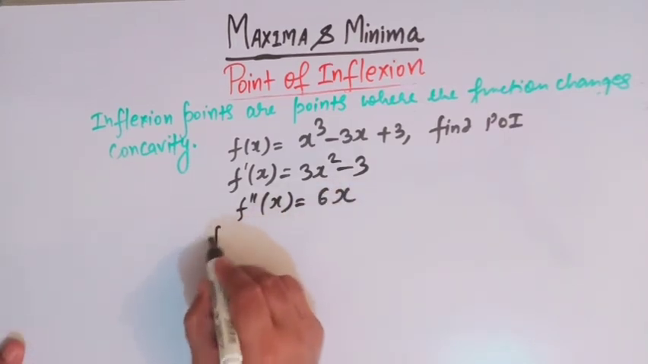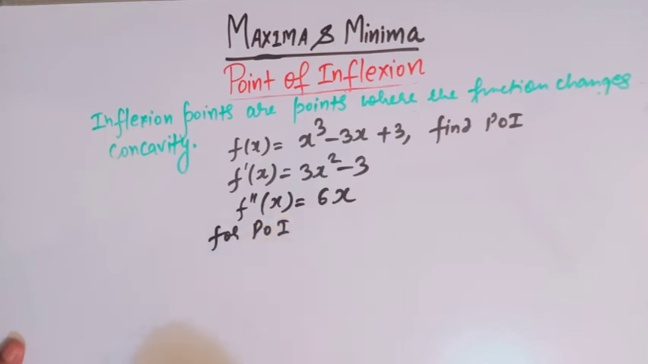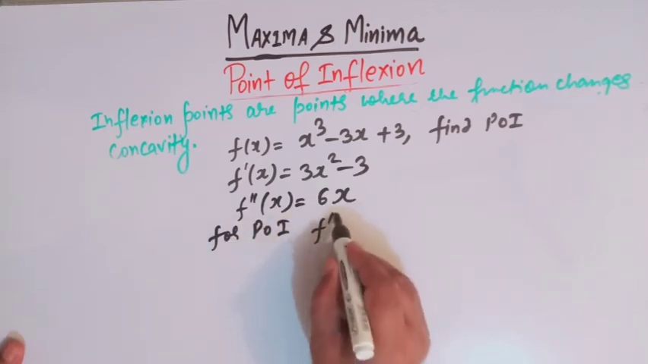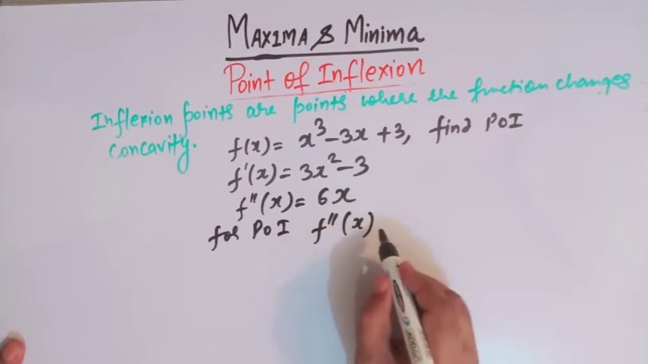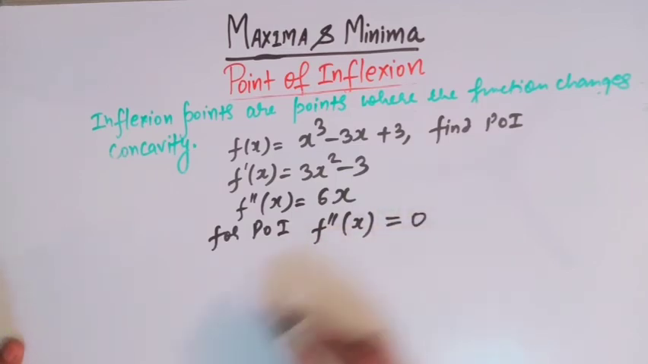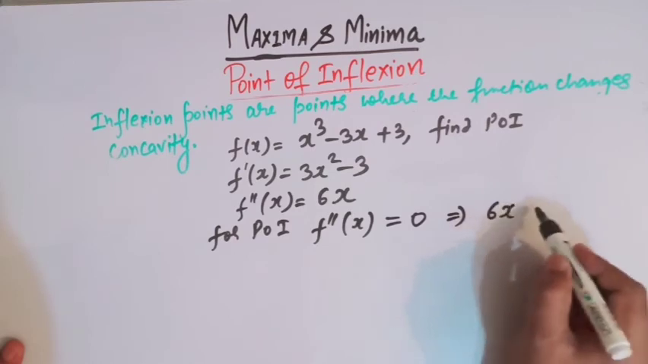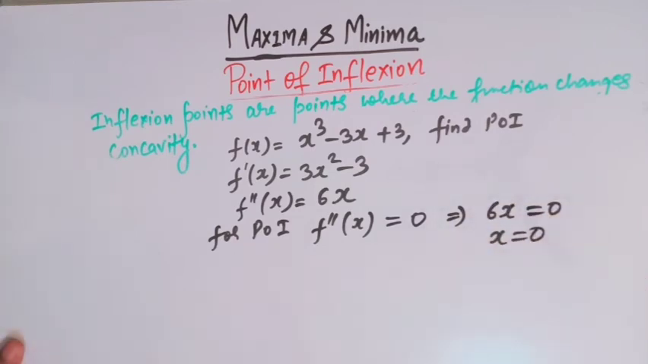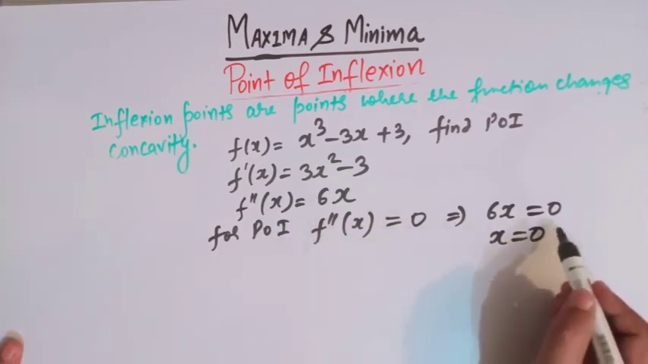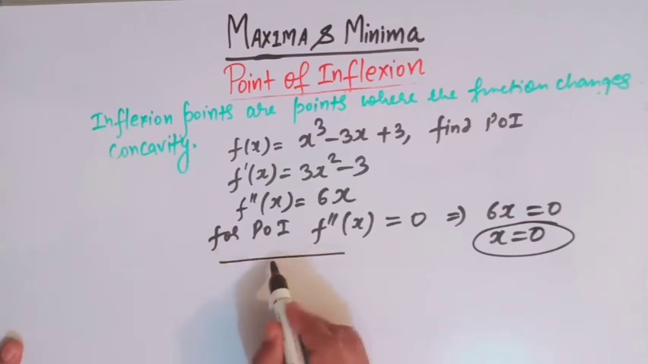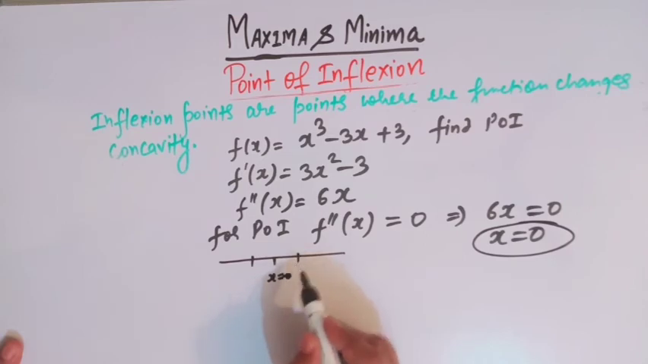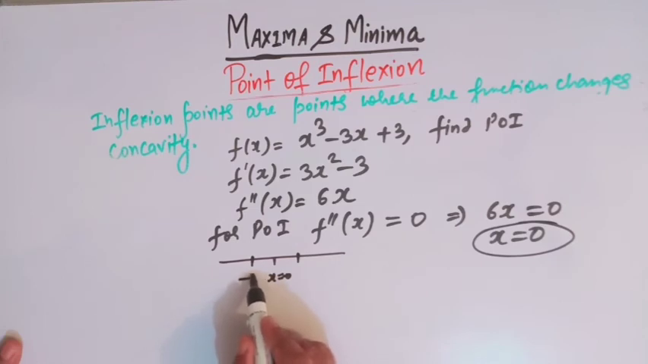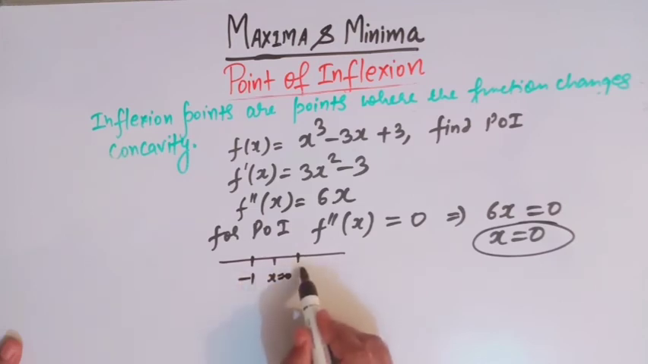Now for point of inflection, we see that the double derivative or the second derivative should be 0, and here we have 6x equal to 0 and x is equal to 0, right? Now here we get the value of x as 0, and we will take 2 points, one to the left and one to the right, and let us say here minus 1, and let us take here 1, right?